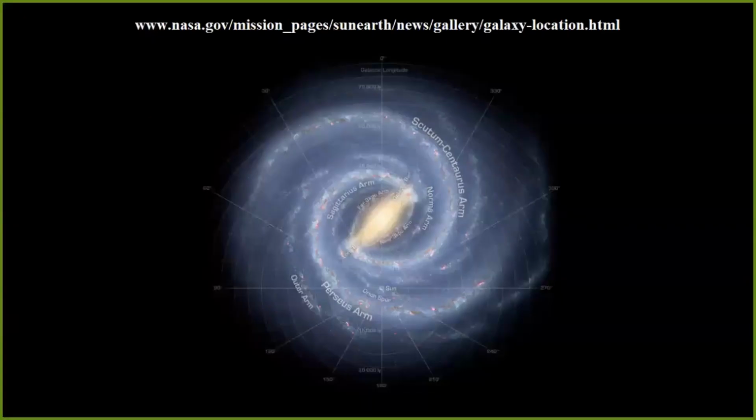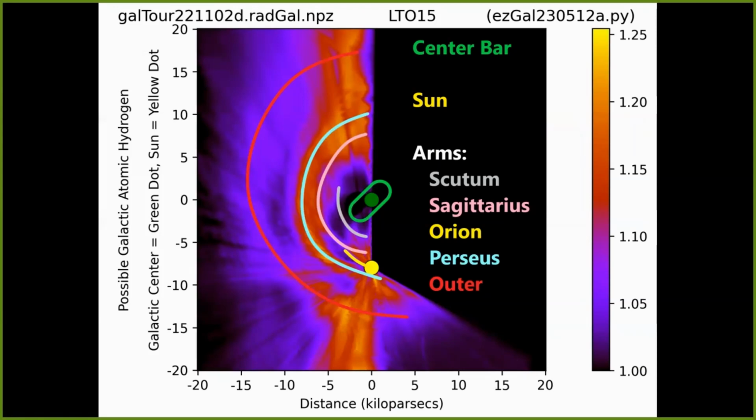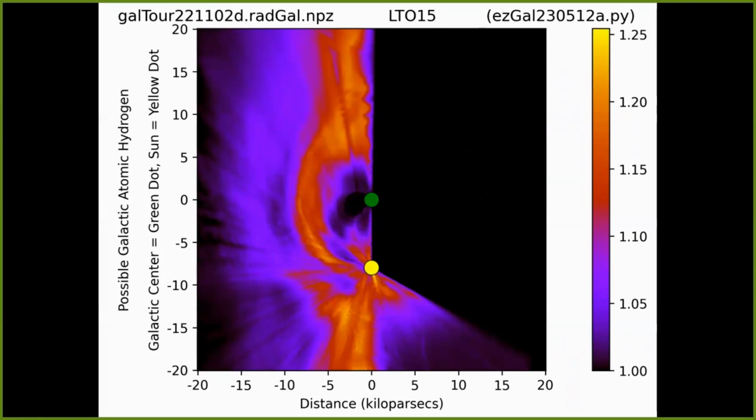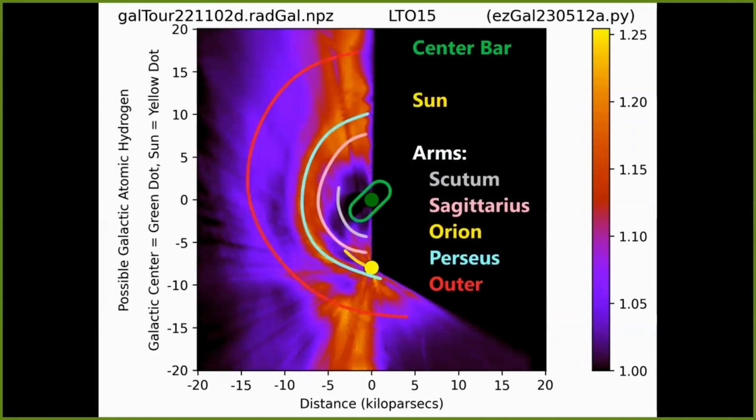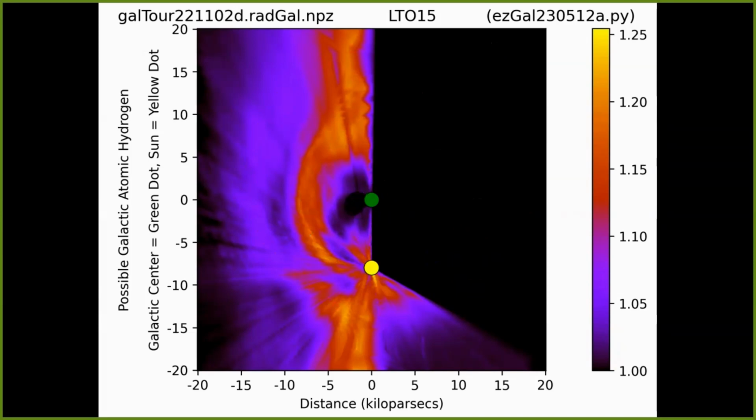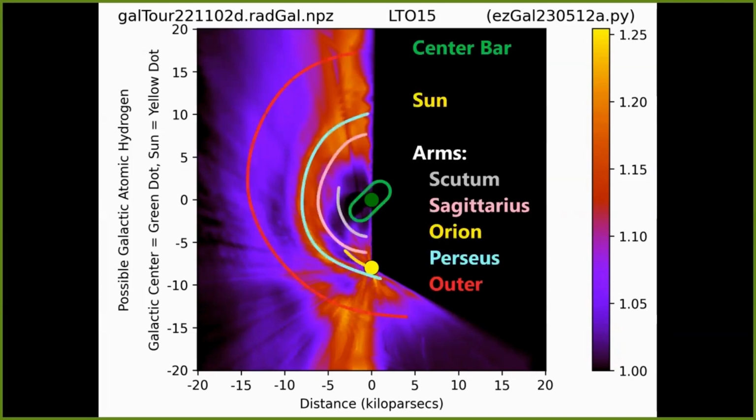Here's a picture of the galaxy. You can see the galactic center here. Here's the sun down on the lower side, and we can see all kinds of arms on here. I've collected some radio data that tries to represent those arms. Does the data support the arms?